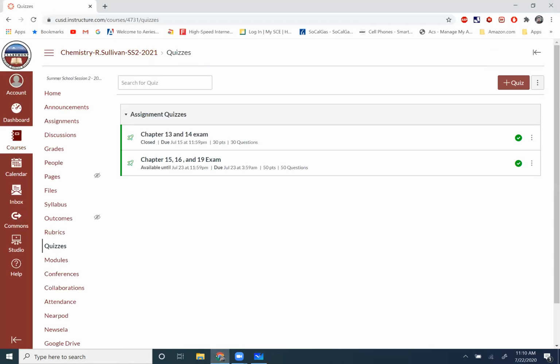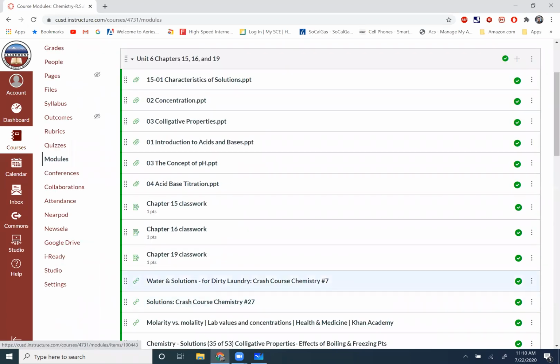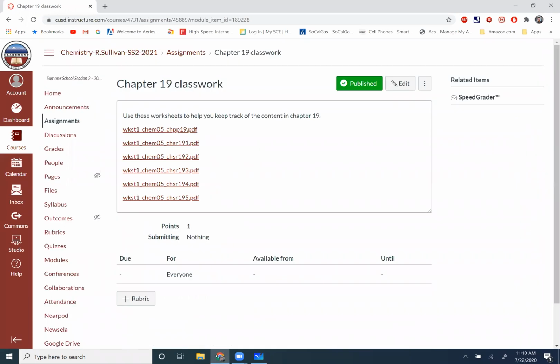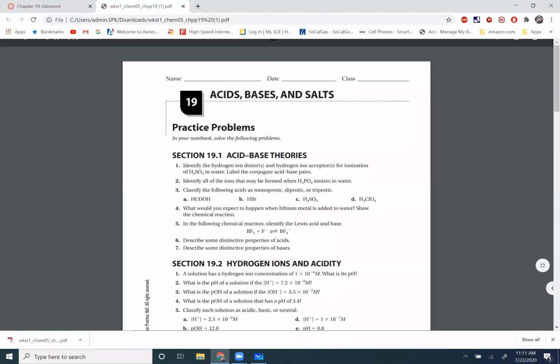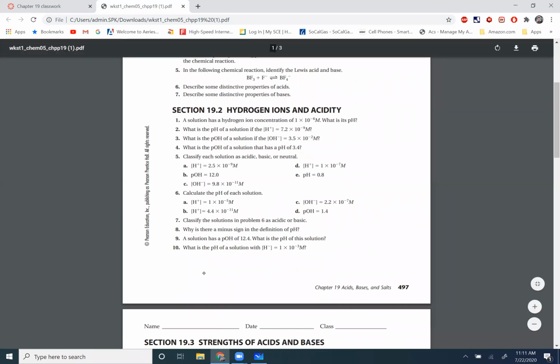Sure. Someone wants to see calculating pH. So there's different places to start when calculating pH. They might give you the hydrogen concentration, they might give you the hydroxide concentration, and they might give you pOH. So number 6 is kind of a good example of every single way you'd be asked to calculate pH.